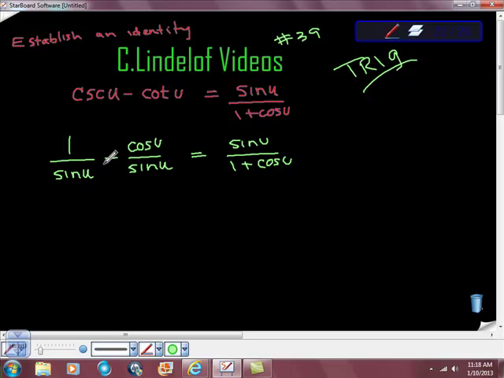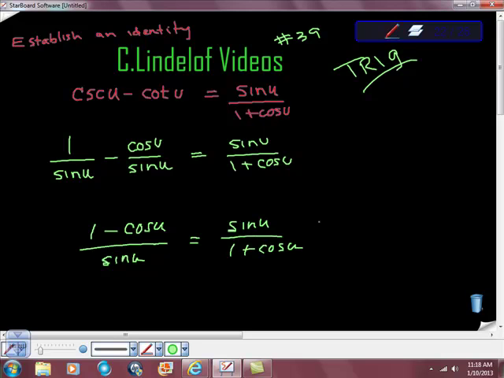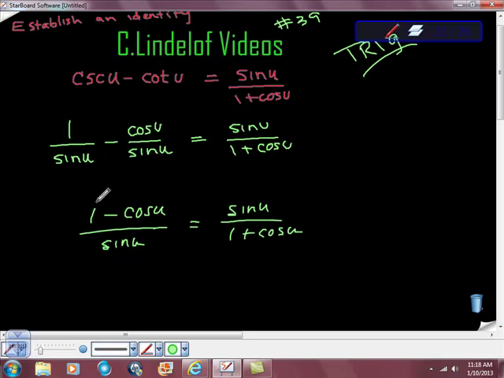These have like denominators, so I'm going to go ahead and put this together and get 1 minus cosine u over sine u. I did not do this problem in advance, so I apologize. Sine u over 1 plus, oh, I see it, cosine u. When you see something like this, if you notice this numerator here and this denominator here, the relationship they have to each other is that they're conjugates.